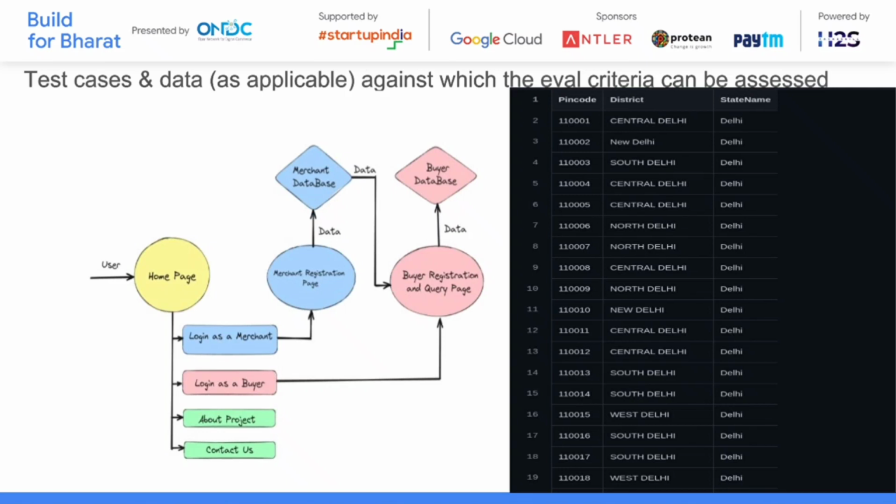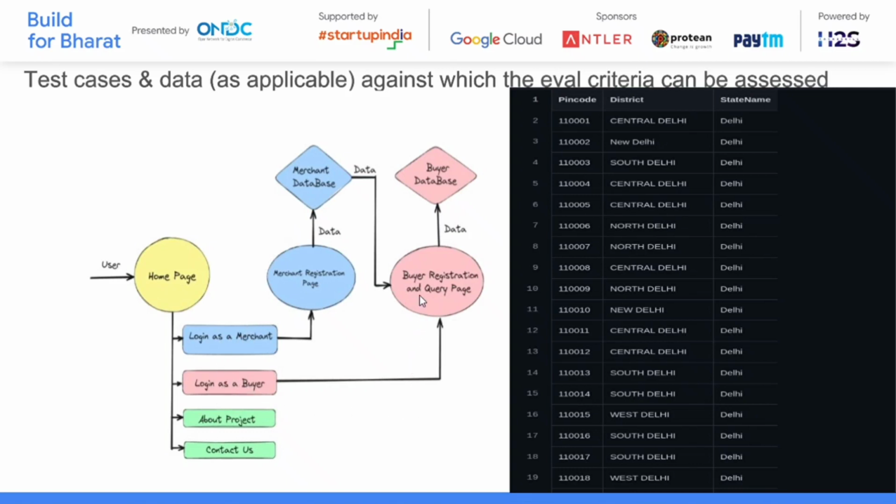Now, if we talk about the basic functionality, or how our website works, we start with the home page where the users have basically two options: logging in as merchant or logging in as buyer. The login as merchant page consists of the merchant details like the merchant's name, merchant's password, as well as the pin codes that are served by the merchant. All this data is stored in the merchant database.